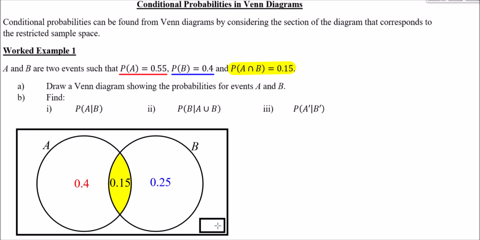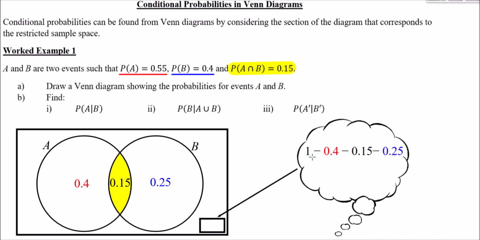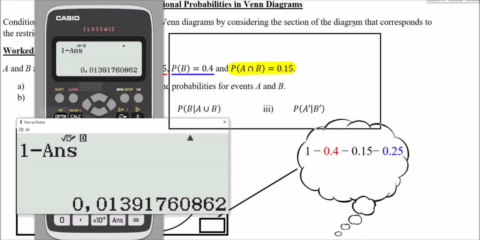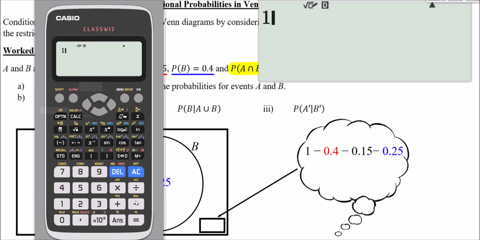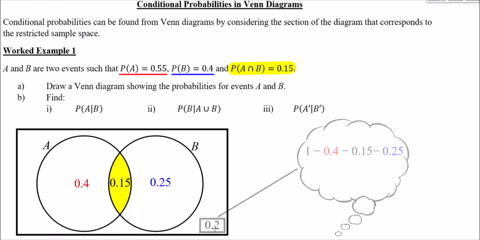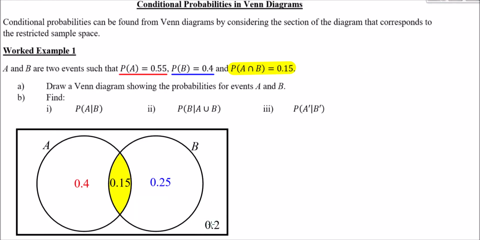So just thinking for a second, what goes here must be 1 minus these other probabilities that are already included in our diagram. If we compute this and do 1 subtract 0.4, subtract 0.15, then subtract 0.25, we get a total of 1/5, which is 0.2. So therefore, we have to have 0.2 in here. So that's the Venn diagram completed.